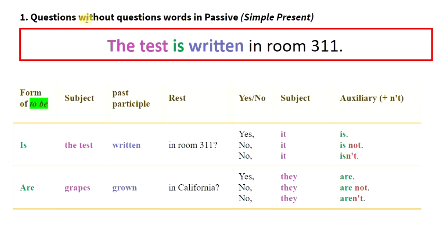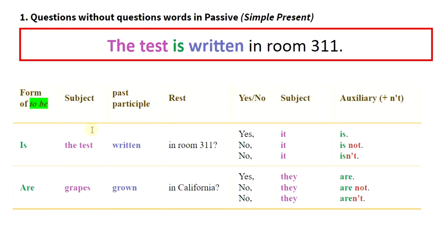Okay, now let's have a look at passive questions, which are not complicated either. We're going to begin with questions without question words in passive, simple present. We're going to take this sentence as an example. The test is written in room 311. The only change we have to make here is swap the verb to be and the subject. So we say, is the test written in room 311? And two options. Yes, it is. No, it is not, or no, it isn't.